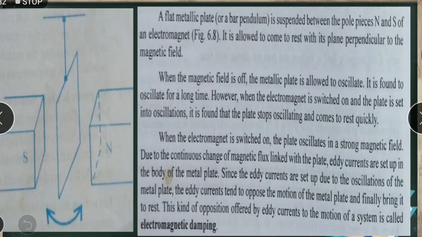Let's see an experiment. Here the metallic plate is suspended between the two poles, north and south, of the electromagnet as shown in this figure. It is allowed to come to rest when its plane is perpendicular to the magnetic field. Initially, in the absence of the magnetic field, the metallic plate is allowed to oscillate, and it is found that it oscillates for a long time.